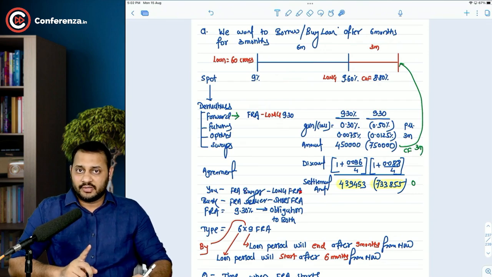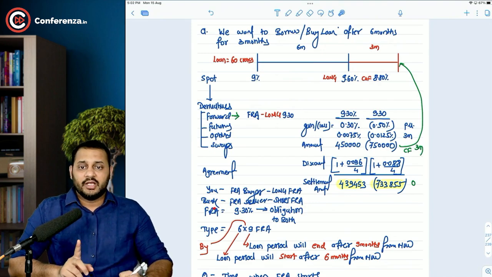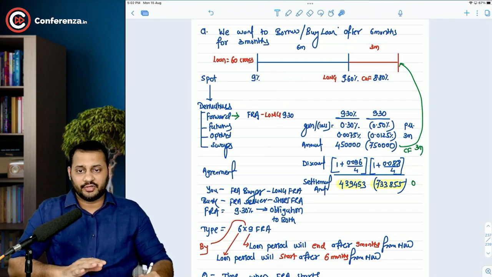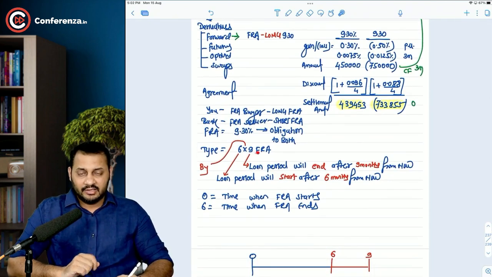I am long on FRA. Bank is the FRA seller. Bank is short on FRA. FRA rate was 9.30%, and it's an obligation to both the parties. That means one will have loss, one will have profit. Okay. This is a 6/9 FRA.